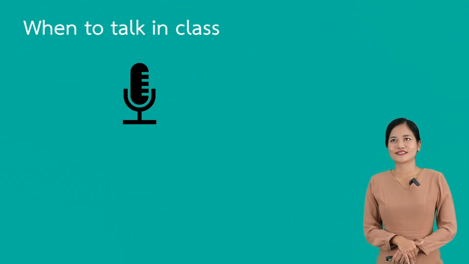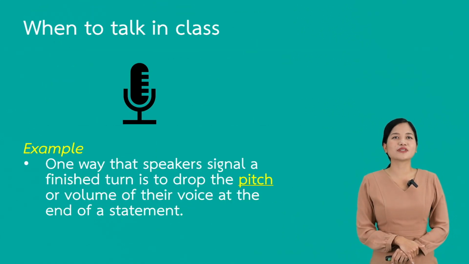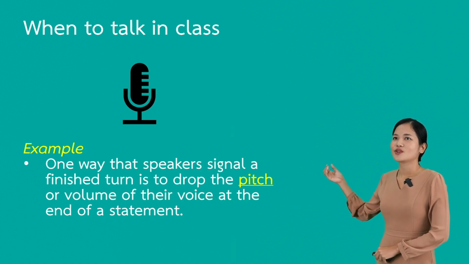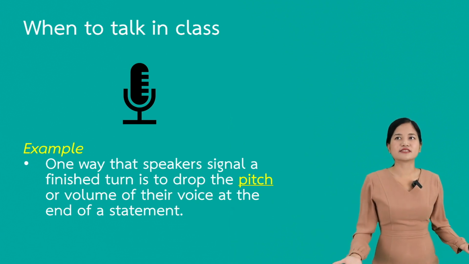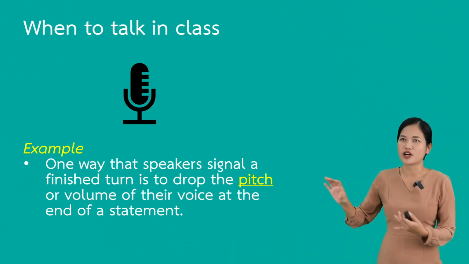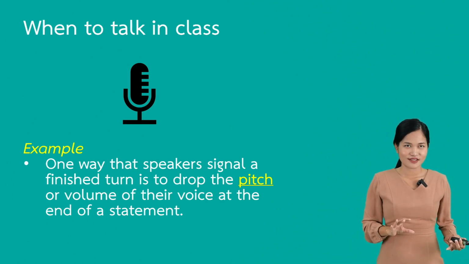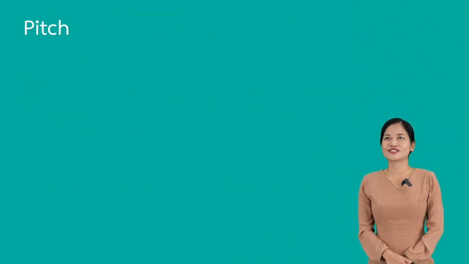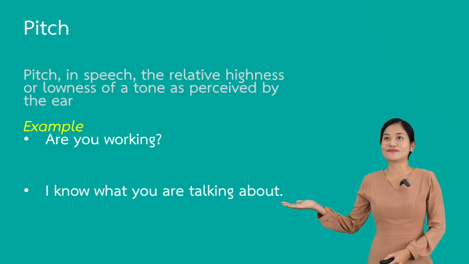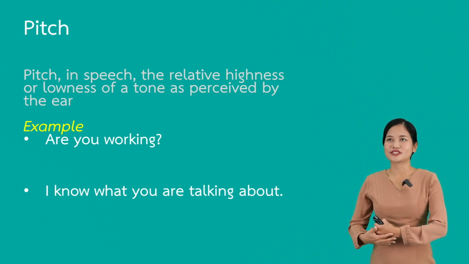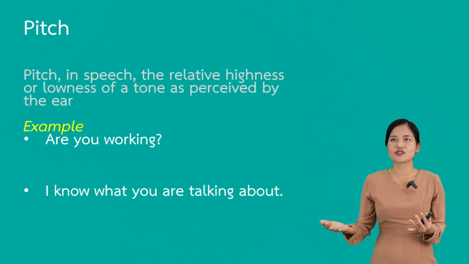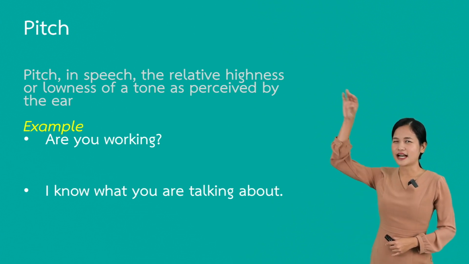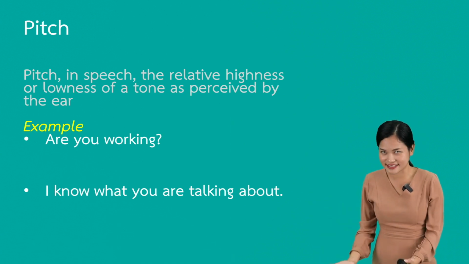So when to talk in class, how to know your turn? You can take a look at pitch. One way that speakers signal a finished turn is to drop the pitch or volume of their voice at the end of a statement. How does it look like? You can take a look at this. Look at pitch. What does it mean? This is the definition of pitch in speech: the relative highness or lowness of a tone as perceived by the ear. Actually, it means the high or the low tones of voice.